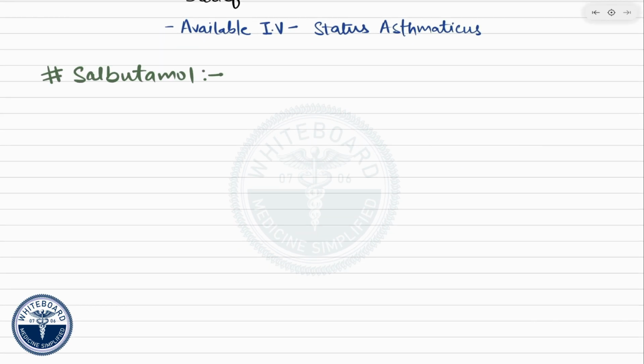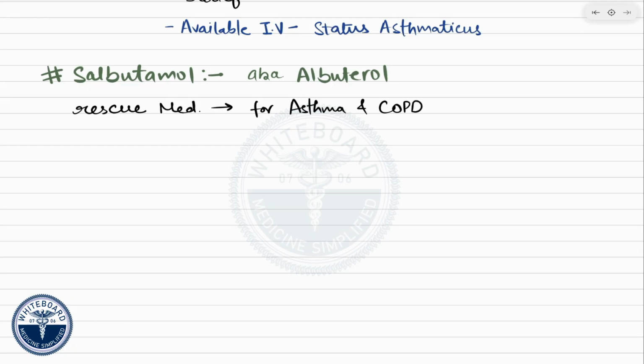Now let's discuss salbutamol, also known as albuterol in the United States. It is a short-acting selective beta-2 adrenergic agonist and is one of the most commonly used rescue medications for patients with asthma and COPD. Like terbutaline, salbutamol stimulates beta-2 receptors in the bronchial smooth muscle, producing rapid bronchodilation and relieving bronchospasm. Salbutamol can be administered by inhalation or orally.